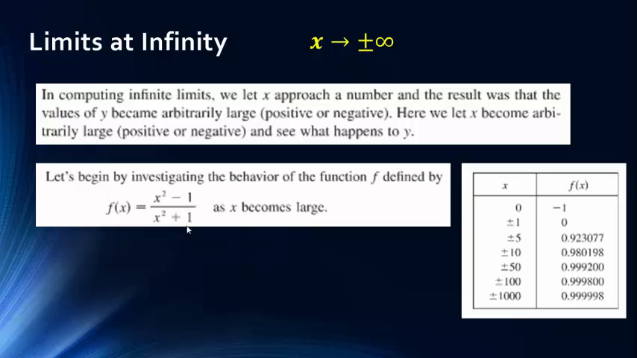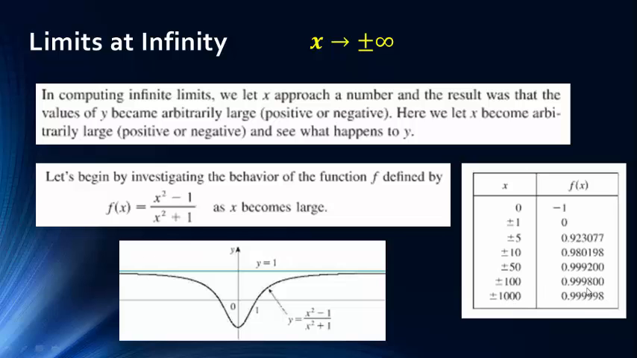If we look at a table of values for this function, we can see as x gets larger and larger, we're getting closer and closer to 1. If we look at the graph here, we can see quite clearly that as x goes to infinity on the right side of the graph, the y value is equal to 1. And as x goes to negative infinity, y is equal to 1 as well. And so we say here that we have a horizontal asymptote at y equals 1.